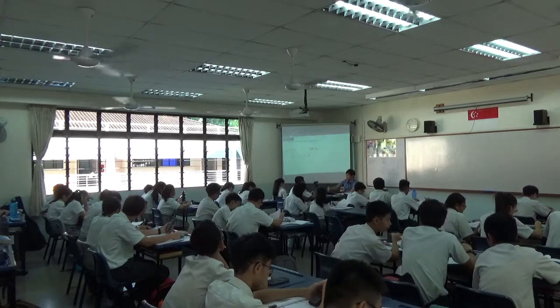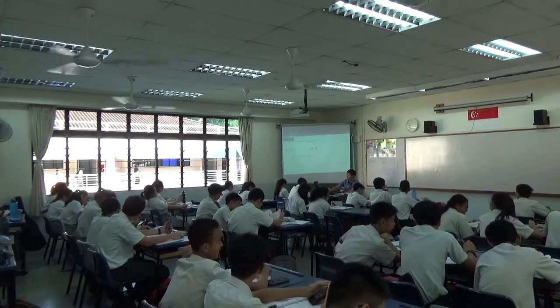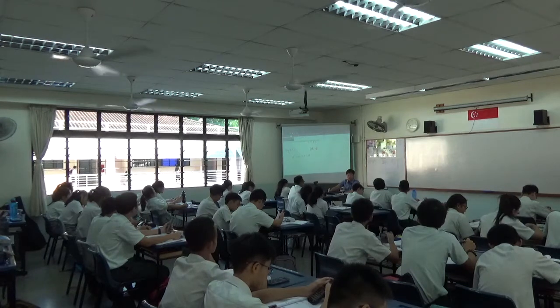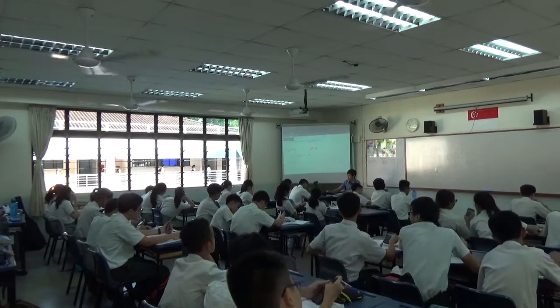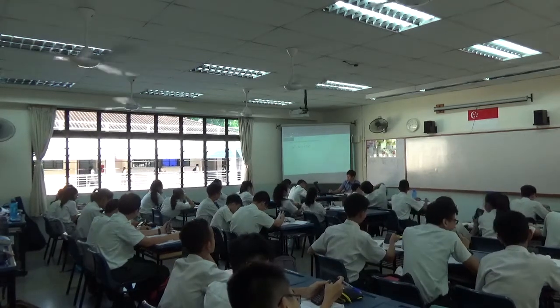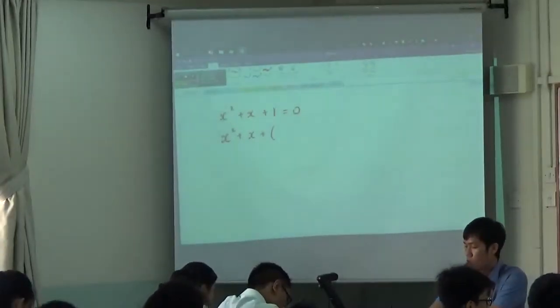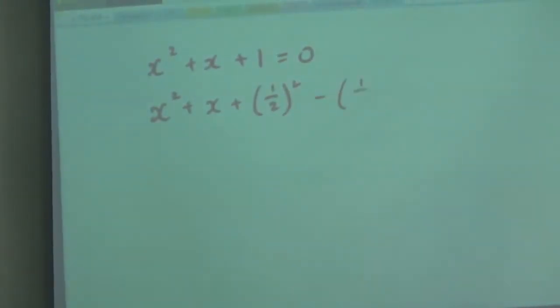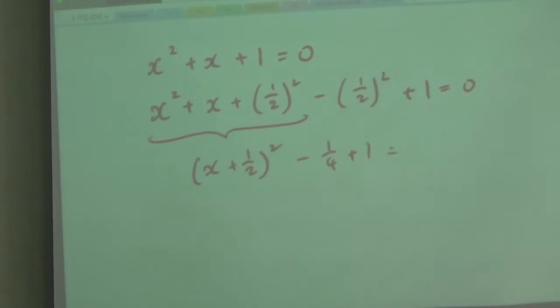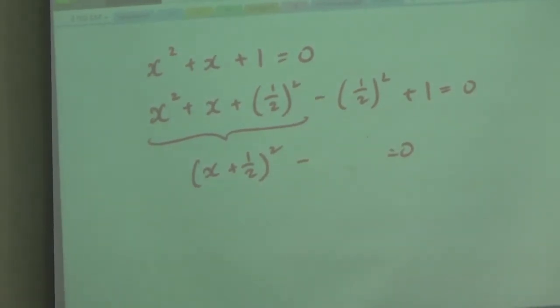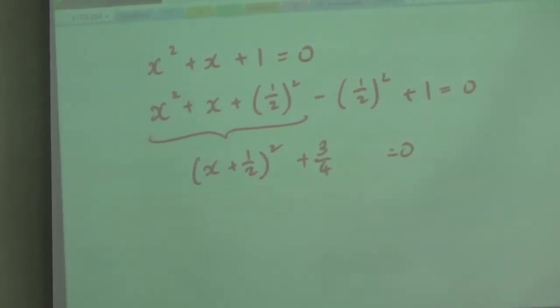Do you like this question? Yes. Yes, why? No answer? That's not really good. Math error? What's happening? Okay, let's see. I'm going to try and complete the square. So this gives me x squared plus x plus 1 over 2 square minus 1 over 2 square plus 1 equals to 0. So first three terms combined gives me x plus half square minus 1 quarter plus 1 equals to 0. And we know that 1 minus 1 quarter is 3 over 4.